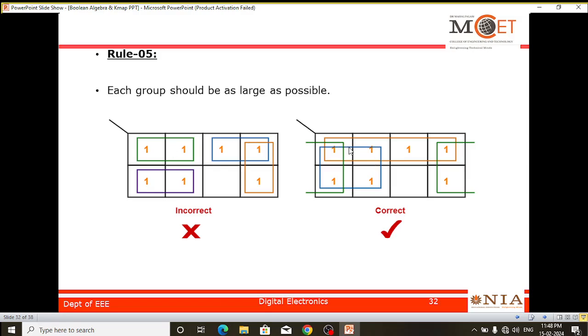So this method is correct. 1 1 1 1, in this case, is one group, and this is another group, and this is another group. Suppose this two, this is incorrect. So always, in K-map simplification, you understand all the rules, and only then simplify the result. We are getting the least number of variables and the least number of terms in the result.